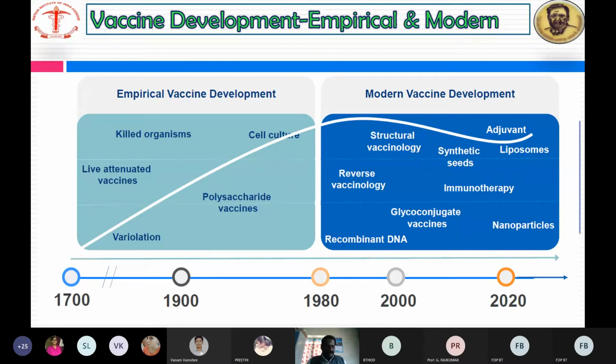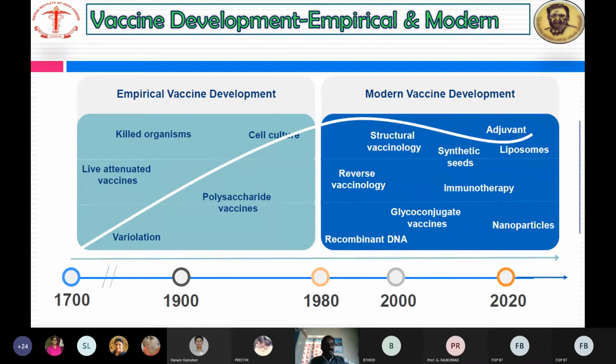And the next is reverse vaccinology. Now reverse vaccinology and structural vaccinology have played a vital role in the last 1.5 years, from November 2019 onwards. We were isolated in our houses, kept under lockdown. Why did it happen? Because of the COVID-19 pandemic. Once it happened in China, immediately they used the technology called structural vaccinology and reverse vaccinology.